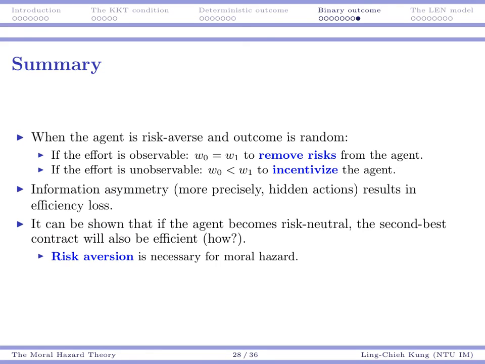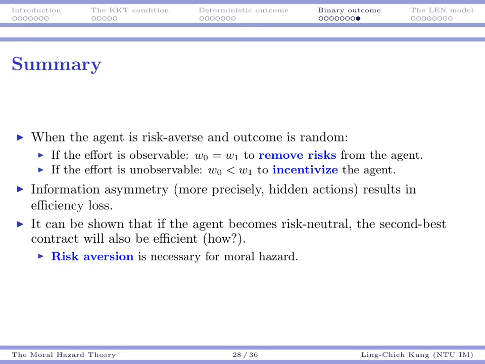It can be shown that if the agent becomes risk neutral, then the second best contract would also be efficient. So that means the derivation we did here is for a risk-averse agent, and we showed that whether the effort is observable gives us a different contract. But if the agent is risk neutral, we can prove that the two scenarios will give you the same outcome. That's something that I don't want to show in the videos directly, but it can be done. So collectively we can say that risk aversion is really necessary for the moral hazard problem.